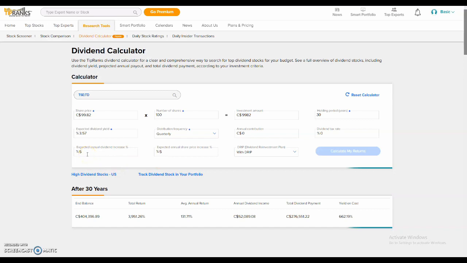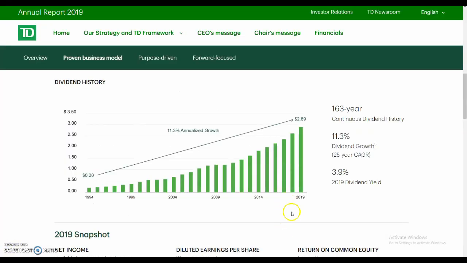Now, both these numbers are significantly lower than what they have been in the past. I'm just doing low numbers to show you a conservative estimate on what we can expect in 30 years. In fact, over the past 25 years, not including 2020 to 2022, TD Bank has increased their dividend 11.3% on average per year. All right, so that is a huge CAGR, and it's well above the 5% that I'd entered for this calculation.